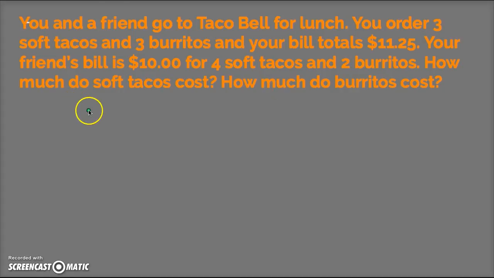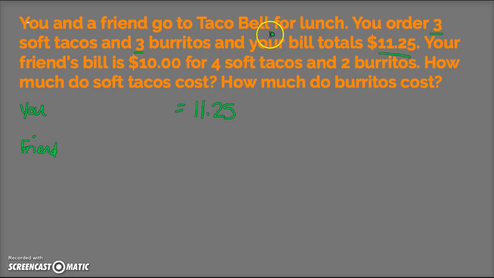So keep in mind, we need two equations here, okay? One equation is going to be your bill. The other one is going to be your friend's bill. So for you, it says you order 3 soft tacos and 3 burritos, and your total was $11.25. So you know that your total has to be $11.25.